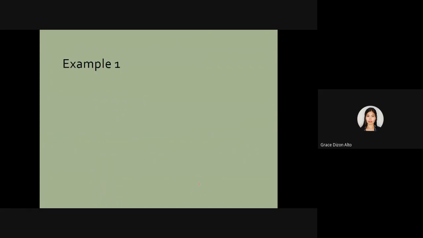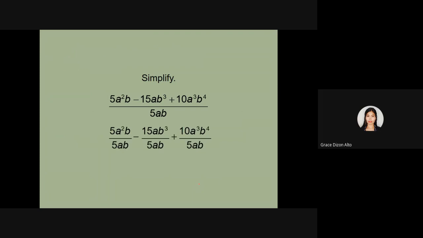Let's have example number one. We will be simplifying 5a squared b minus 15ab cubed plus 10a cubed b to the fourth power divided by 5ab. So the first step is we will be separating the three terms, dividing it by the monomial divisor, which is 5ab. So we get 5a squared b divided by 5ab minus 15ab cubed divided by 5ab plus 10a cubed b to the fourth divided by 5ab.